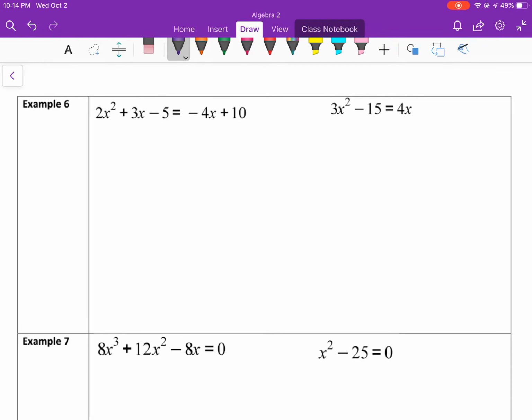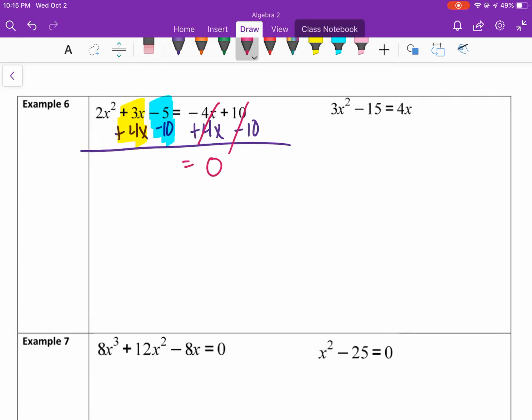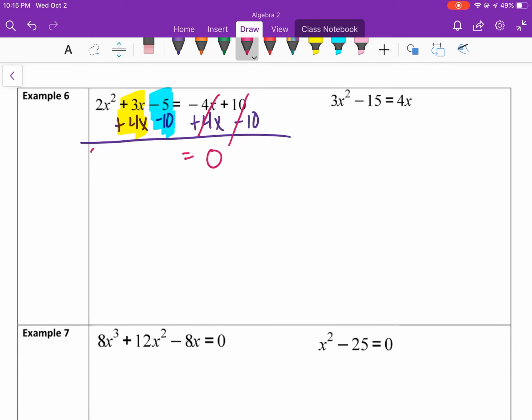Okay, so to use the zero product property, you have to have the equation equal to 0. So I will have to add 4x to both sides. And then I will also have to move the 10 by subtracting. Notice I lined up the 4x with the 3x because those are like terms. And then I lined up the -5 and the -10 because those are like terms. So over here, I'm going to get 0 because both of those equal 0. And on the left side, I'll get 2x squared plus 7x. And the -5 and -10 is -15.